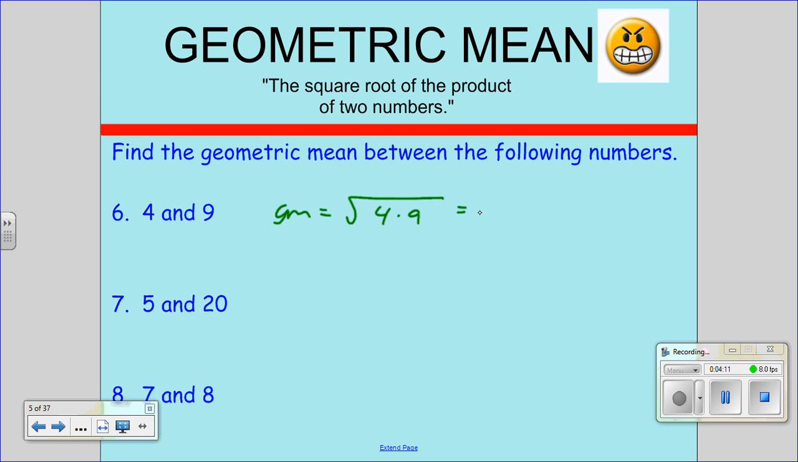And when I multiply 4 and 9, I will get 36. So the geometric mean is the square root of 36. And we just talked about it on the previous slide that the square root of 36 was equal to 6. For number 7, find the geometric mean. It's the square root of the product of 5 times 20. And 5 times 20 is 100. So the square root of 100 is 10.